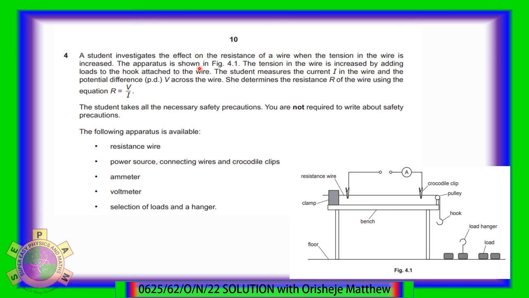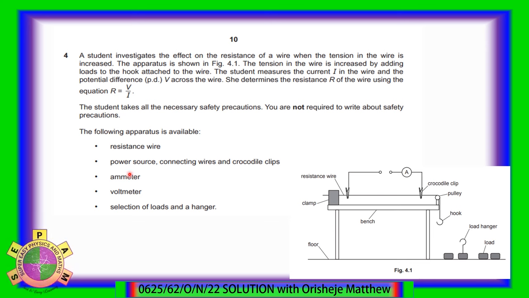Right, the student measured the current and the voltage across the wire. Now, the student takes all the necessary precautions required. Now, the following apparatus are available: a resistance wire, that is this, and a power source that is connected to this.